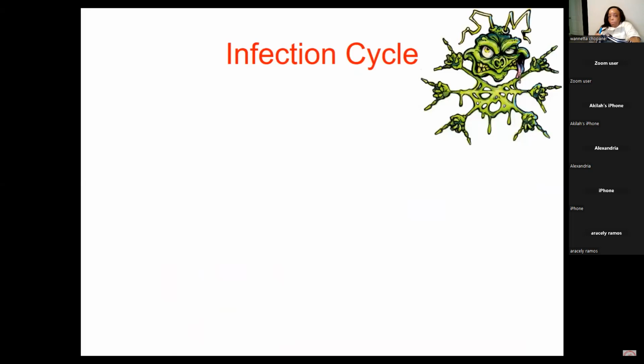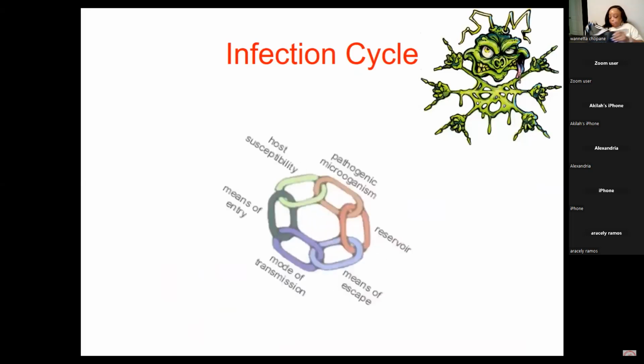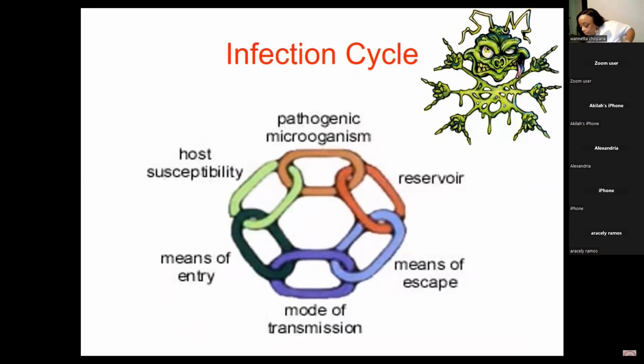Now let's talk about the infection cycle chain. As we can see here, there are 6 ways or 6 pathways that the infection cycle moves. One, you have to have a pathogenic organism or microorganism, as we can see at the very first. We also have to have a reservoir where this pathogenic microorganism lives or resides. Then we have to have what we call the means of escape, that is how it leaves the reservoir and escapes out of it. And of course, in what way is that mode of transmission?